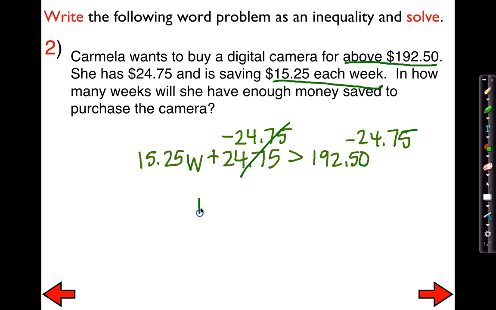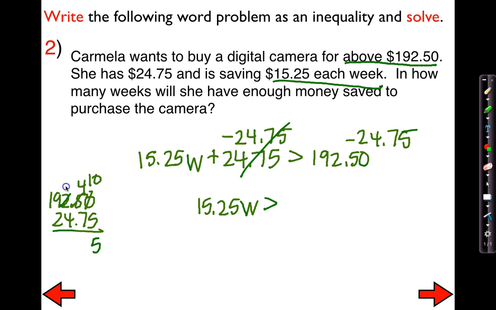That's going to leave me with $15.25 W is greater than, here, I'm going to do some side work to figure this out, $192.50 minus $24.75. We're going to have to borrow, leaving me with 5. We're going to borrow again, leaving me with 7. We're going to borrow again, and that's going to leave me with 761. So it's going to be $167.75.